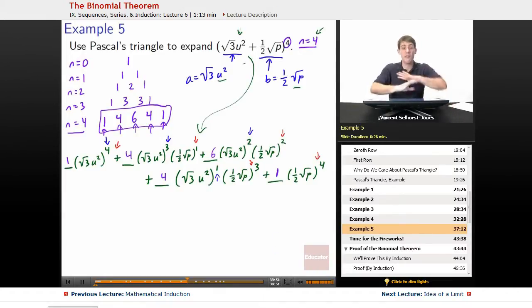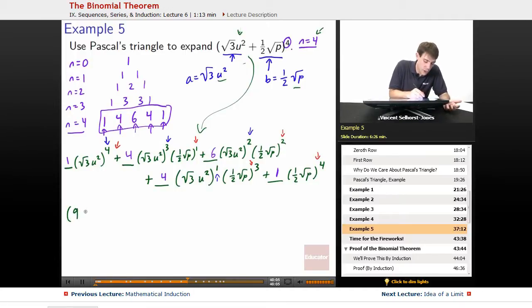At this point, we can now finally actually simplify this guy. Well, let's do it in 2 steps. So 1, we'll just have that disappear. Root 3 u squared to the 4th. Well, root 3 squared is 3, so root 3 to the 4th is 3 squared, the same thing as 9. U squared to the 4th is u to the 8th. Plus 4 times root 3 cubed is going to be 3 root 3. U squared cubed is u to the 6th. 1/2 root p to the 1 is just 1/2 root p.